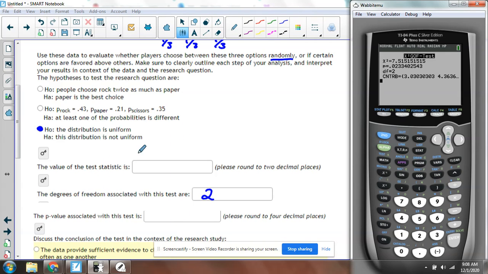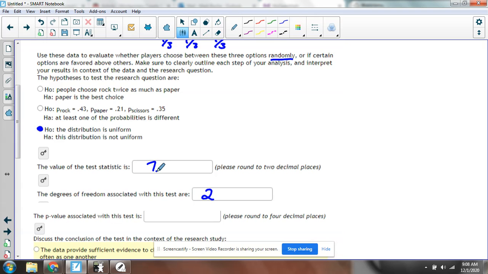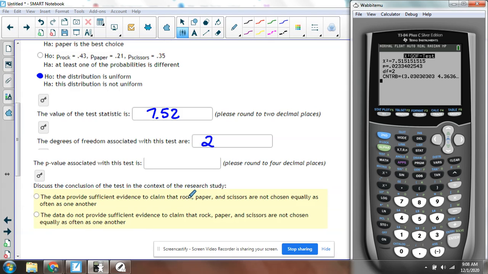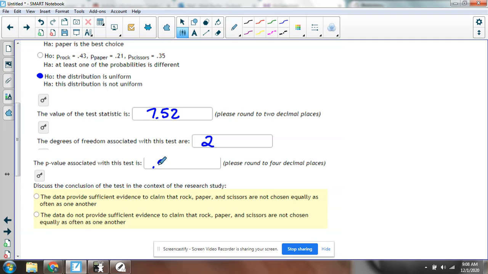So our test statistic now in this case is chi-squared. This is going to be 7.515 or 7.52. Degrees of freedom is 2. P-value is 0.02334 or 0.0233. It says discuss the conclusion of the test.